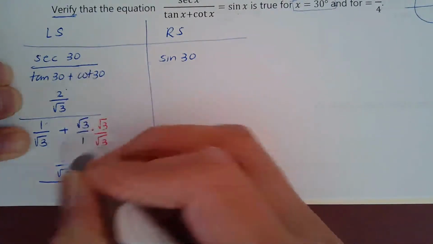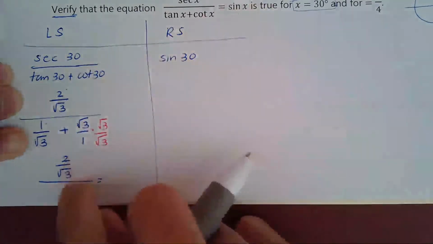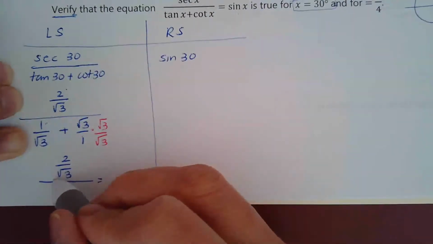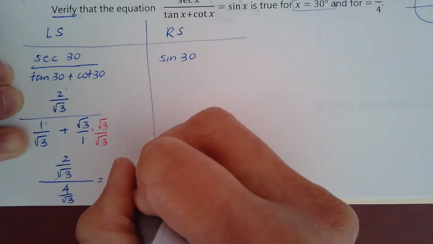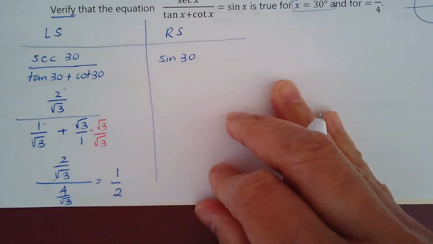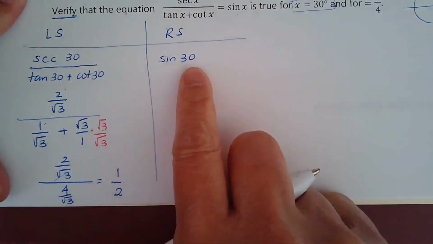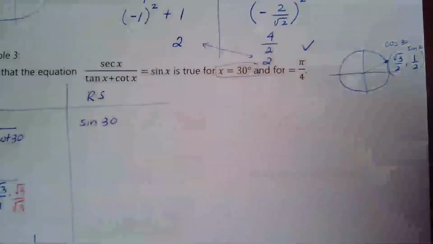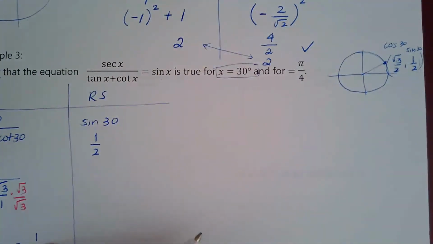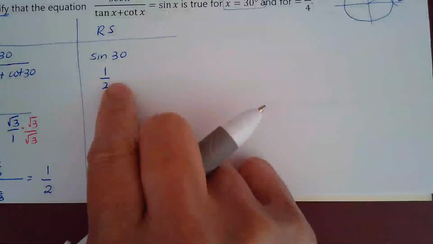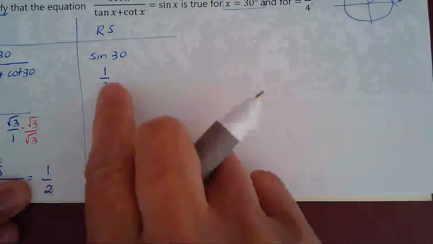3 over root of 3. So that's going to be 4 over root of 3. And then if we divide those two, the root of 3's would cancel, and then you get 2 divided by 4, which is 1/2. Well, let's take a look at that one. What's sine of 30? Sine of 30 is 1/2. So 1/2 on the left side, and on the right side is 1/2. So the left side is equal to the right side.